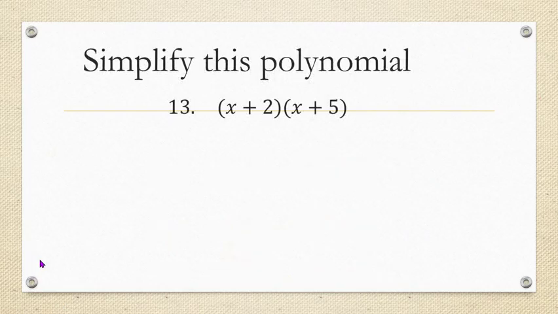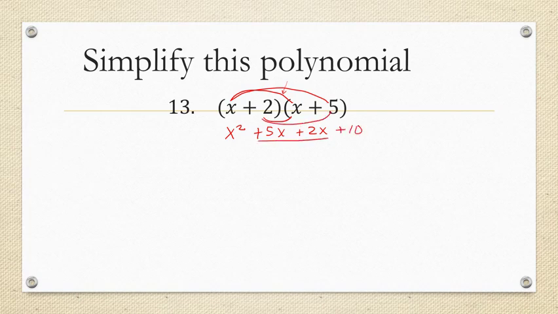So simplify this polynomial. This is two binomials. There is no sign in between, so we're going to multiply. So x times x is x squared. x times 5 is 5x. And we did this when we did the polynomial unit. Remember when we multiplied and we learned how to then combine like terms. So x squared plus 7x plus 10. This is a quadratic. How do I know it's a quadratic? The highest exponent is a 2.